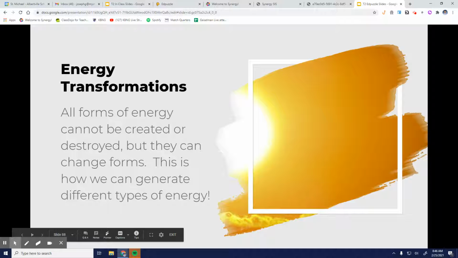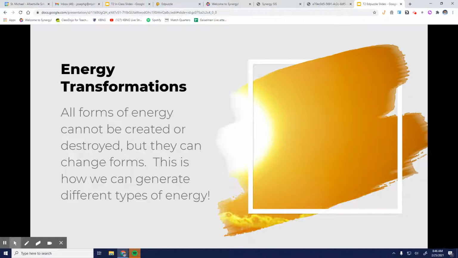When we look at energy transformations, all forms of energy, no matter what it is, cannot be created or destroyed, but it can change forms. And this is actually how we generate all of our different types of energy. If you think about electricity, heat, sunlight, it all started as a different form of energy. We can't just create it, but we have to change it a little bit to get it into a form that we can use.